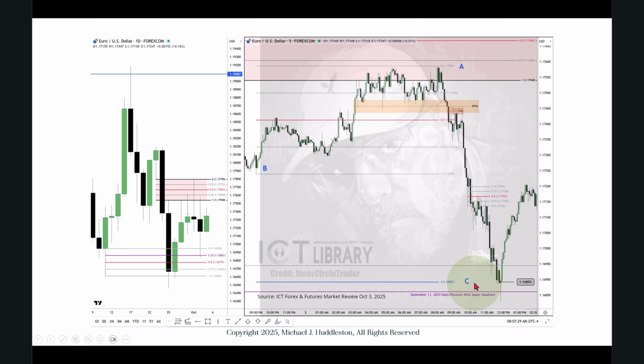We also have the bodies pretty much nailing that, and the errant price action is afforded to us by seeing this drop down into daily discount wick upper quadrant. That's this candle here. That's September 11th discount wick. The purple line right there, that's the upper quadrant. And that's what you're seeing here.